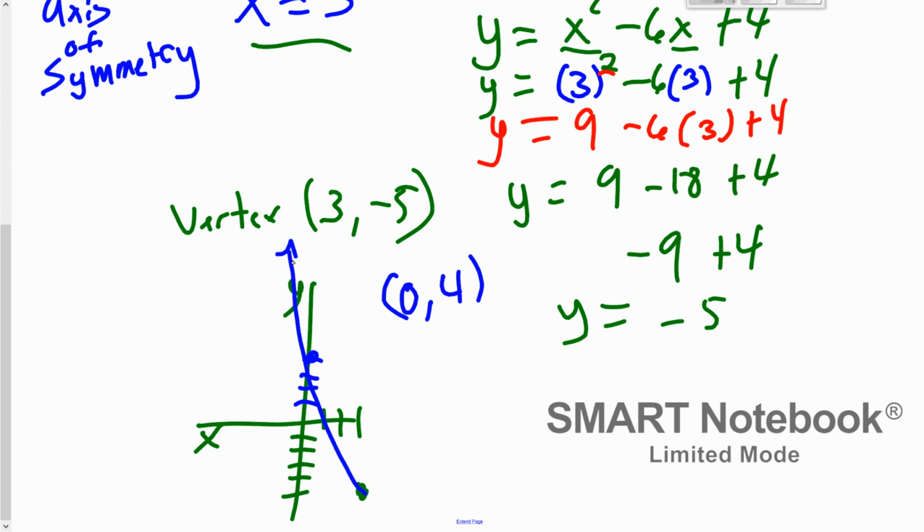So how do I get the other side? Well, I take my axis of symmetry, x equals 3, so that's the vertical line going through 3. And then I just fold my graph over to the other side. So how far is this point from this line? It's 1, 2, 3. So then I go over 3 on the other side. 1, 2, 3. And I put that point. And then I can finish my parabola, my U-shaped graph. So that's how you graph it.